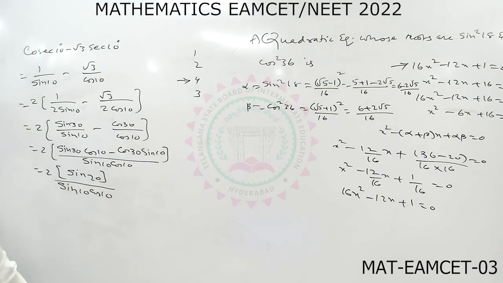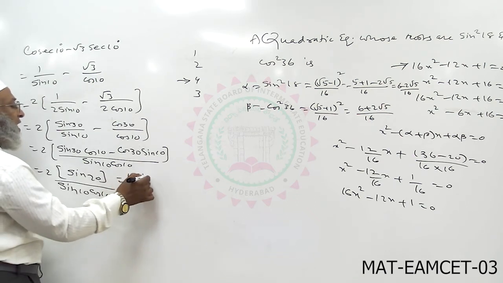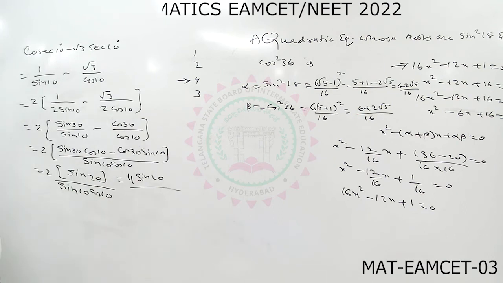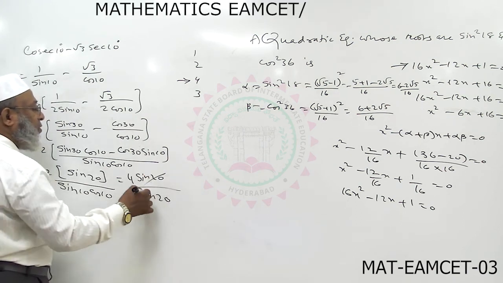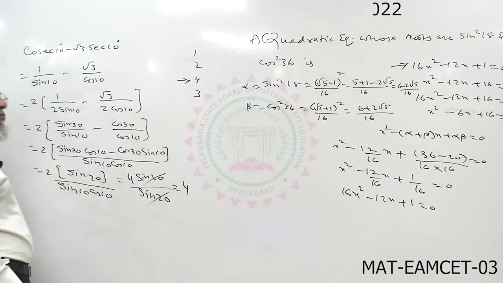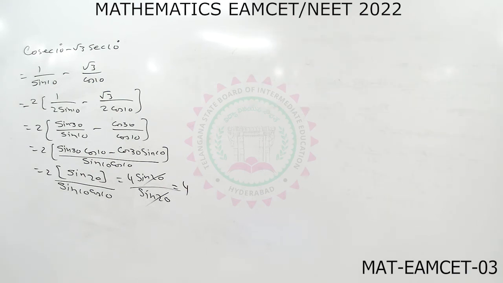Again, I am multiplying and dividing by 2. Then this becomes 2 into 2 is 4, sin 20 divided by 2 sin 10 cos 10. It is in the form of 2 sin A cos A, and 2 sin A cos A is nothing but sin 2A, that is sin 20. So sin 20 is going to cancel, which gives you 4. Therefore, 4 is the option. So, you have to remember the result.